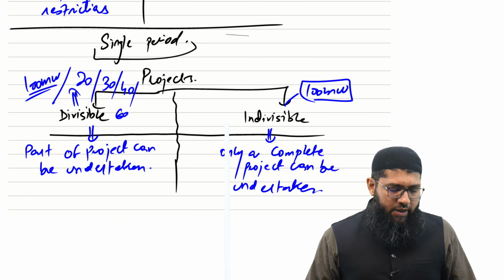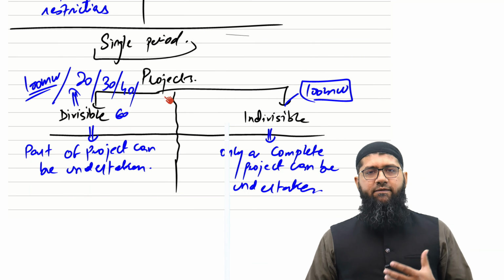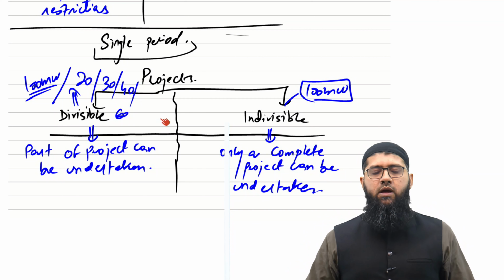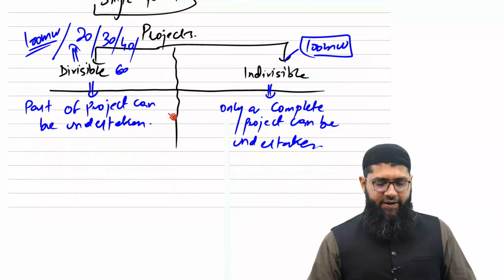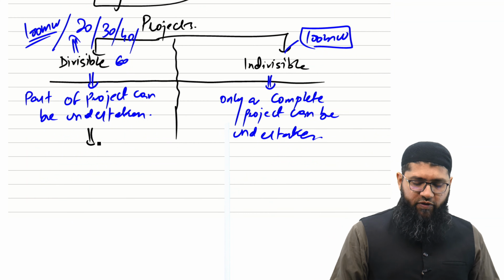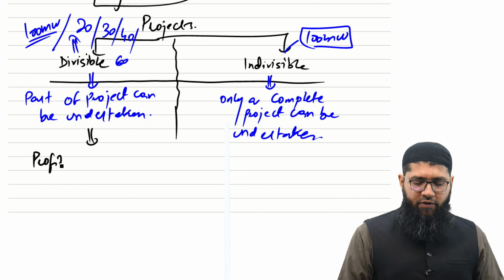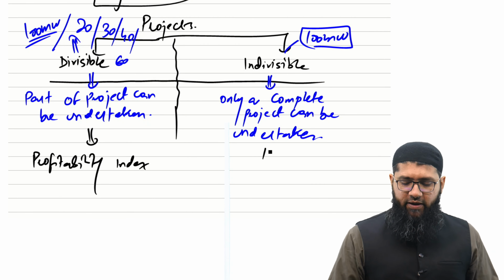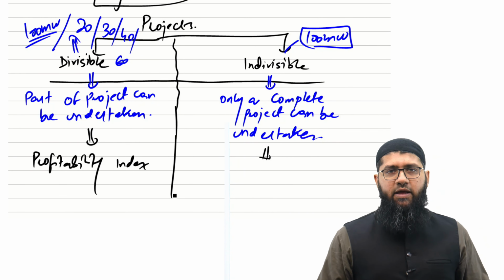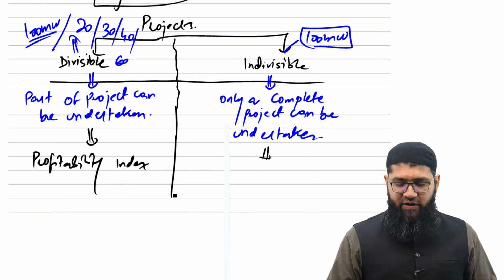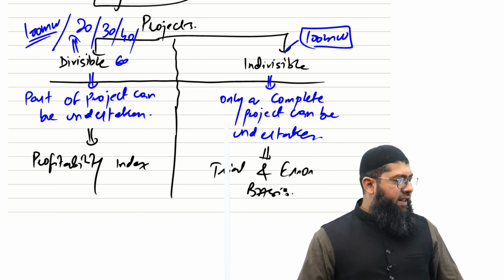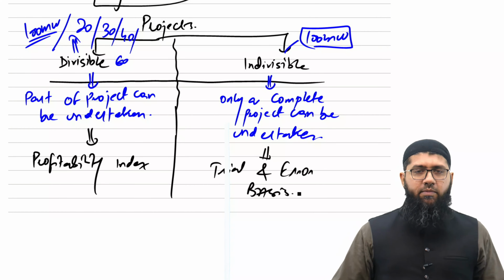Now, let's move a bit forward. So when we talk about projects, there are divisible projects and there are indivisible projects. Divisible is where part of the project can be undertaken. Indivisible is where only a complete project could be undertaken. When you have a divisible project, you apply the technique of profitability index. And for an indivisible project, you don't apply the profitability index, but it is usually fixed using a trial and error basis.